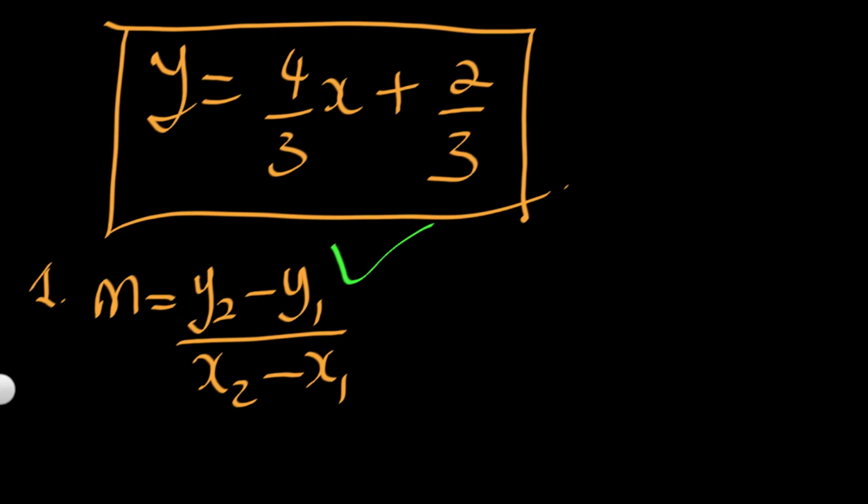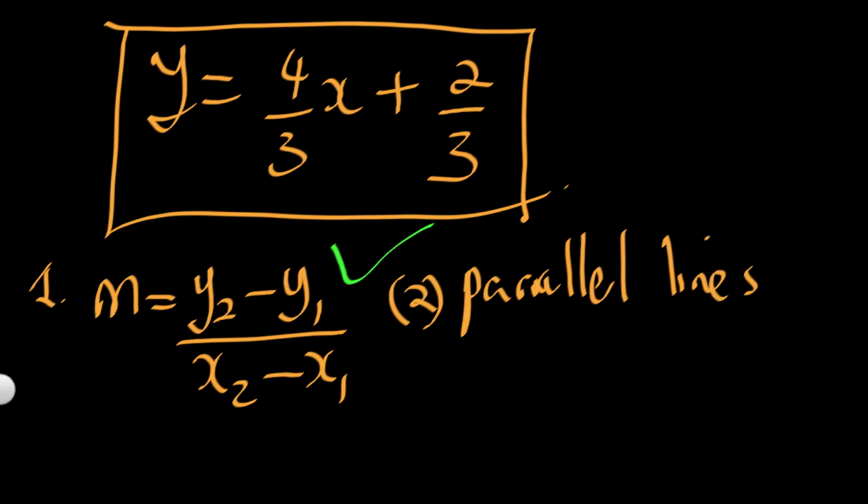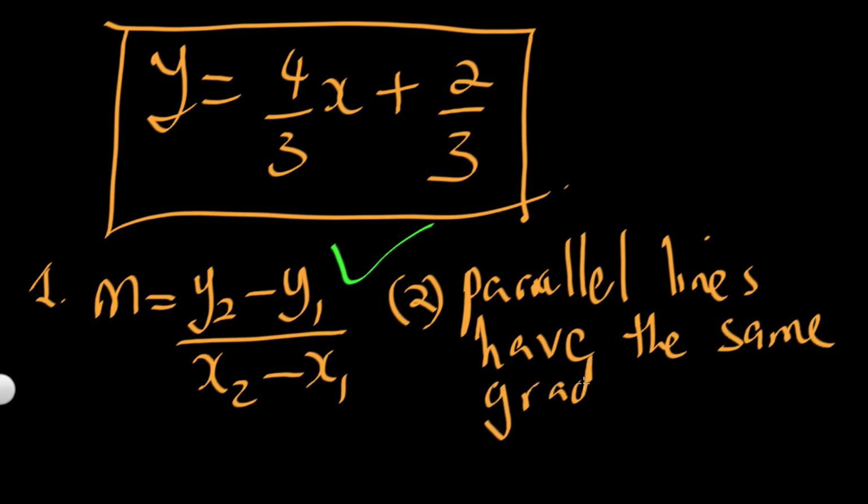Another thing that you need to know is that parallel lines have the same gradient, the same slope or gradient. You need to know this. That is the second and very important thing to know when you're dealing with equations of straight lines. You should know that parallel lines have the same gradient.